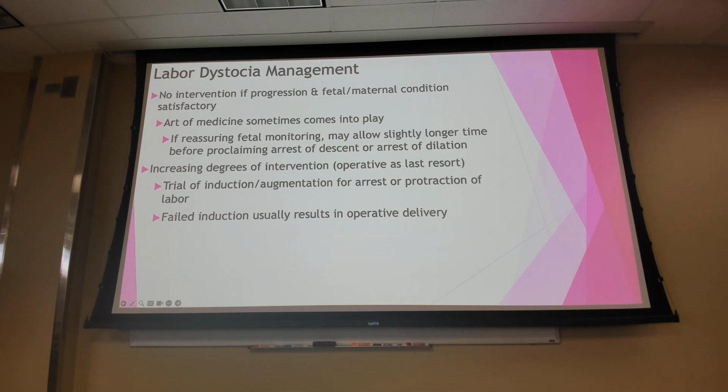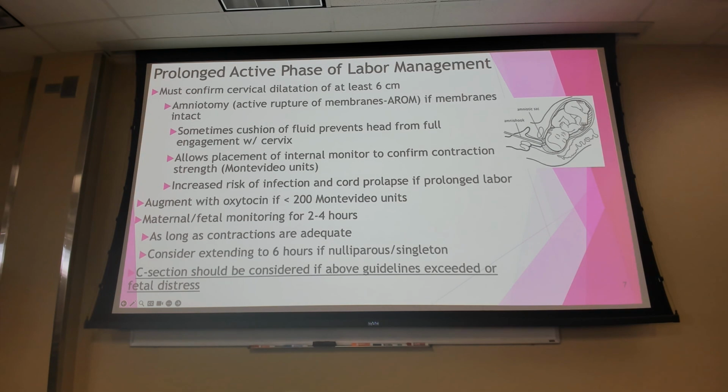If the monitors become less reassuring or mom is still not progressing, then we can do things like induction or augmentation. Okay? If that does not work, then they may plan for an operative delivery. So it could be a C-section delivery. They might use something like vacuum-assisted delivery as well. But usually, if they can't get mom to labor appropriately, then they'll schedule for a C-section. They turn it from a vaginal and then move it over to a C-section delivery.